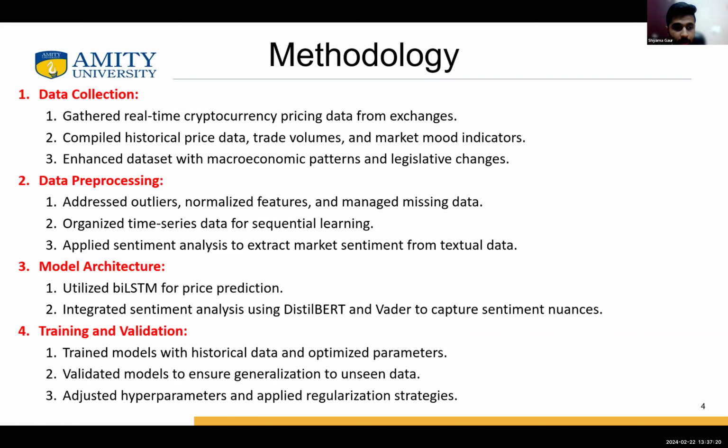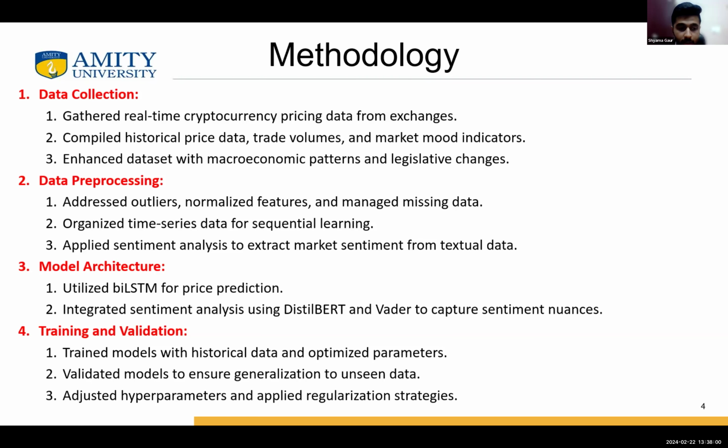The third major step we followed was creating the model architecture. We utilized BILSTM, which is an extension of the long short-term memory. BILSTM stands for bidirectional LSTM. This model incorporates both past and future data for price prediction so that the model is constantly learning and the learning curve never becomes straight. We also integrated sentiment analysis using DistilBERT and VADER to capture sentiment nuances.